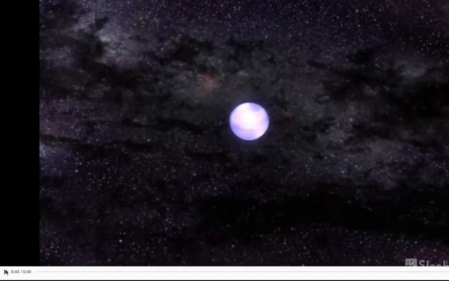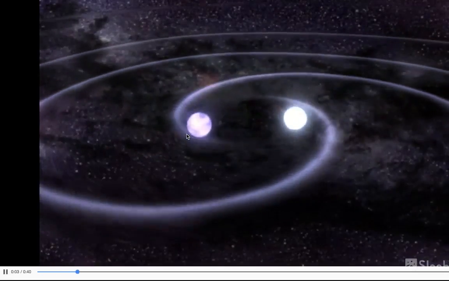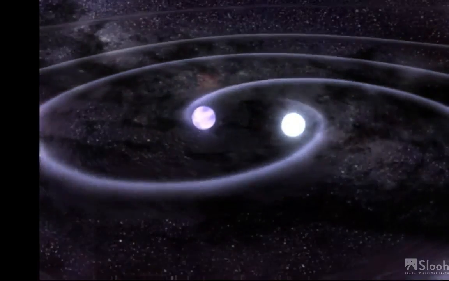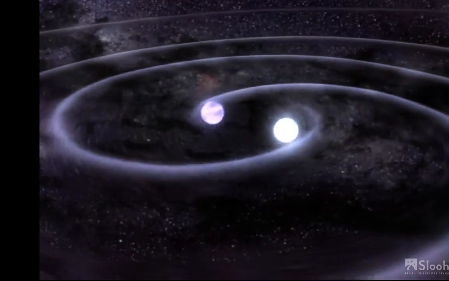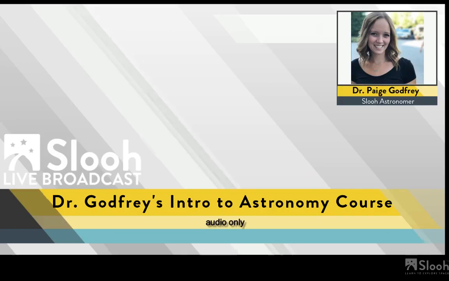So what happens is, and I talked about this a little bit last week with the fast radio bursts as well, these objects are in-spiraling. The closer that they get to one another, the quicker the in-spiral begins to happen.